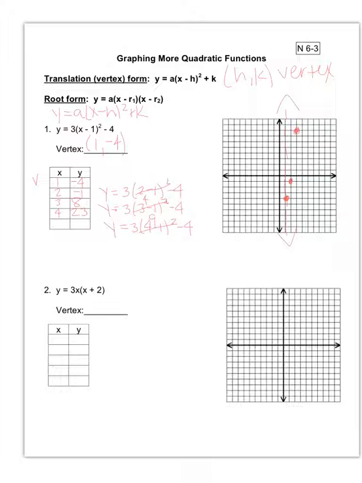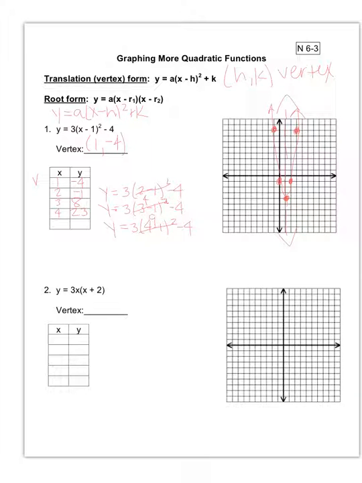Okay, so to find your other points, you're going to reflect those across your axis of symmetry line. And then you should be able to find your other half of your parabola. So then we're going to connect your points, and then you would have your parabola.